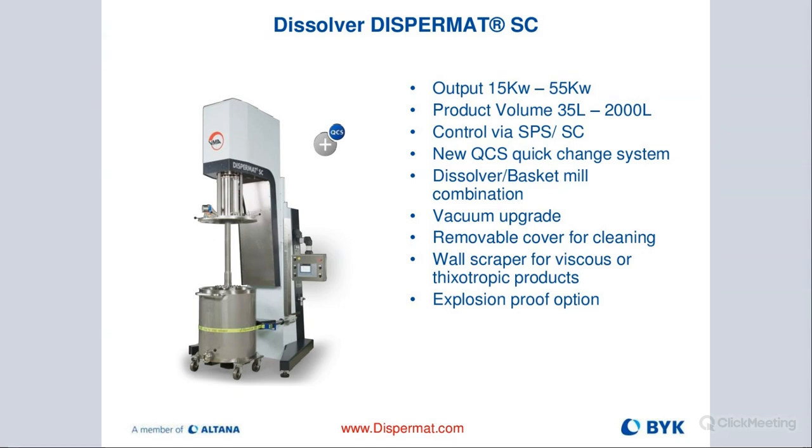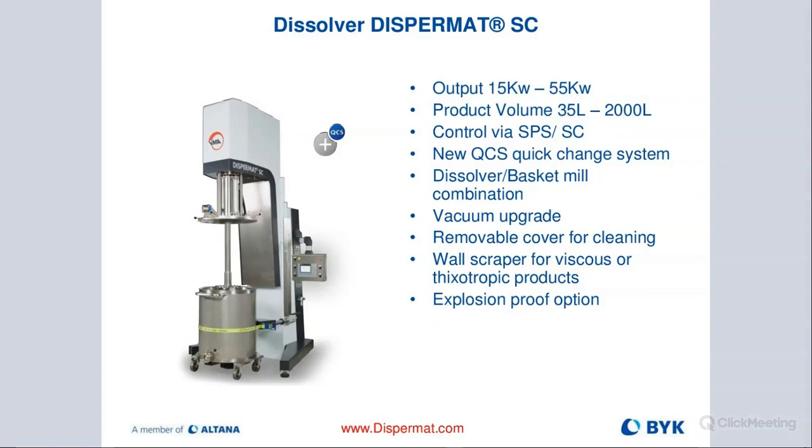Then we have the manufacturing scale. We can go up to about 2,000 liters of product volume, roughly 600 gallons. Output 55 kilowatts. We have different control capabilities. So we have the standard SPS or SC, and then we have a Siemens control panel. If you want to integrate a scale, we have that ability to also offer this package as well. We have a vacuum capability with the SC. We offer a wall scraping system for really thick materials. If you want the entire slurry to be processed with the wall scraper, that's an add-on. That's also helpful for slurries that are very thixotropic. And then we also offer explosion-proof designs.